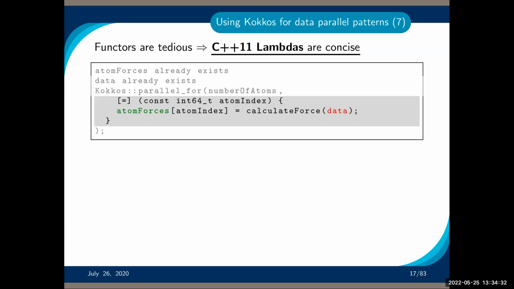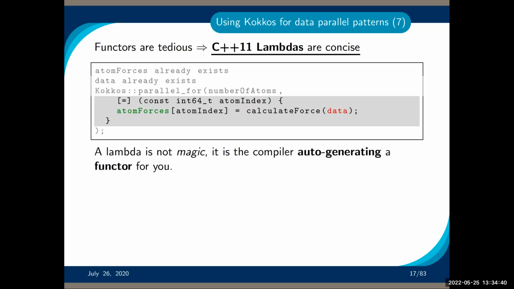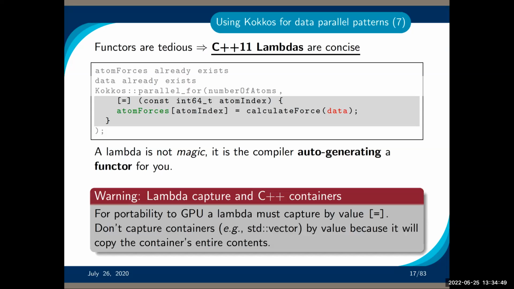But Kokkos has been around a while, and before C++11 we didn't have lambdas, but lambdas are much more concise. Again, lambdas are not magic; they just generate functors. Now you need to capture by value because, among other things, it has to be able to get the data to the GPU or whatever device the code is being executed on. Generally, you don't want to capture things like vector because it will copy the whole contents, and also the memory is probably not in the right space, not in the right place for executing on a device.